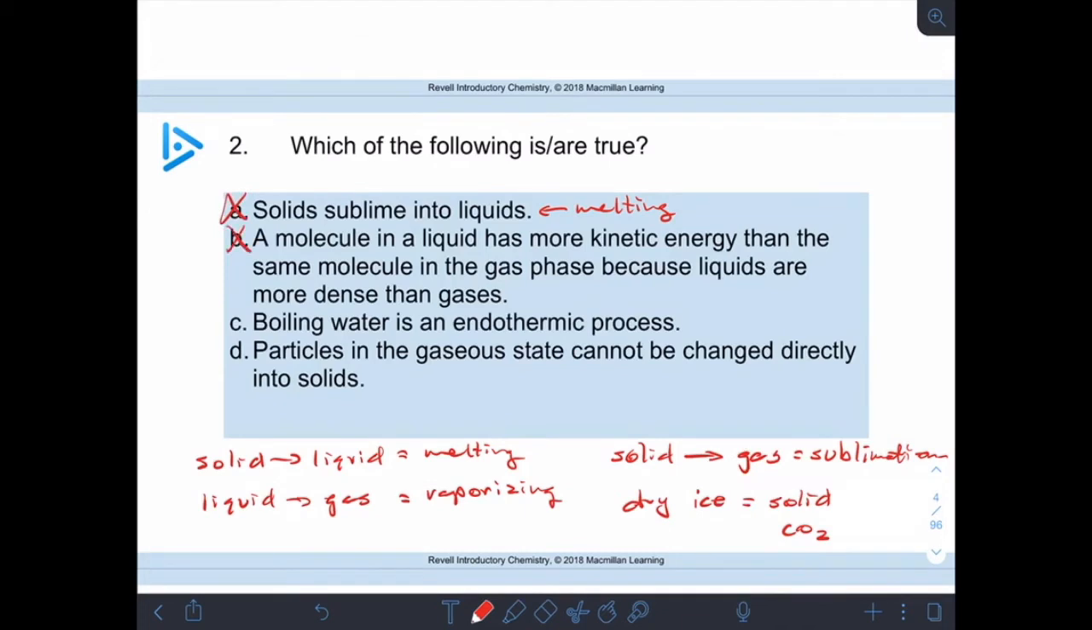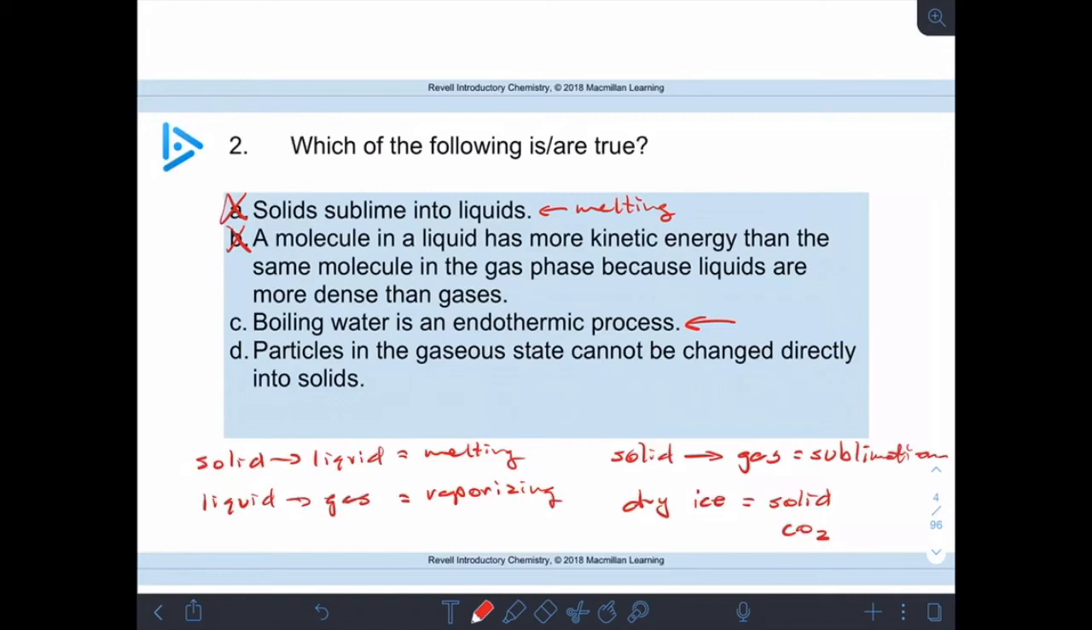Boiling water is an endothermic process. So think about what that means. We start with liquid water, and in order to boil it, we have to heat it up, right? So we have to put heat energy into the water in order to boil it. So when energy goes in, it's endothermic. So that one is correct.